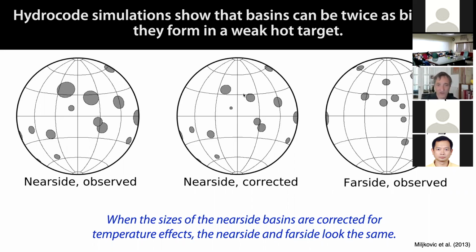And when you compare this map here with that on the far right, you can see that the distribution and size of impact basins is statistically more or less the same. So when you correct the size of the basins for temperature, the near and far side of the moon are roughly the same in terms of the number and sizes of impact basins.